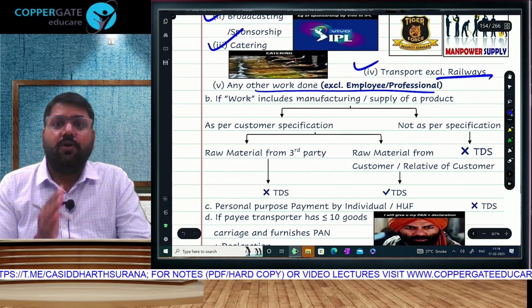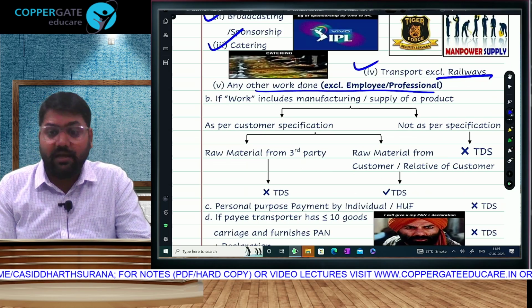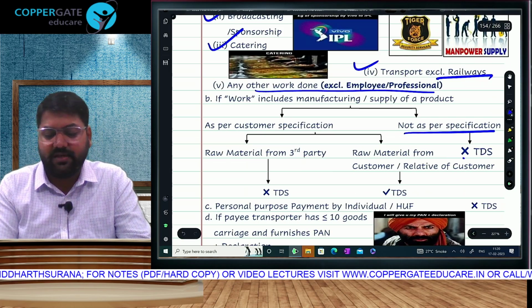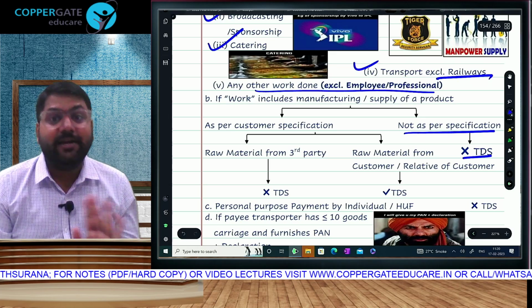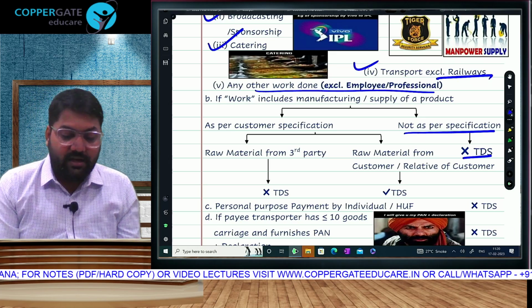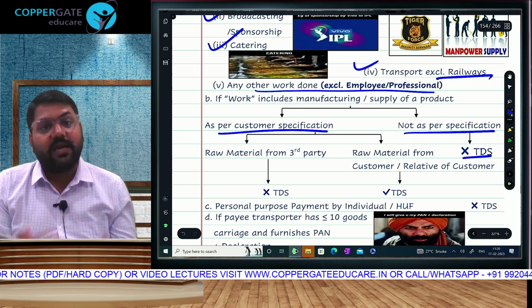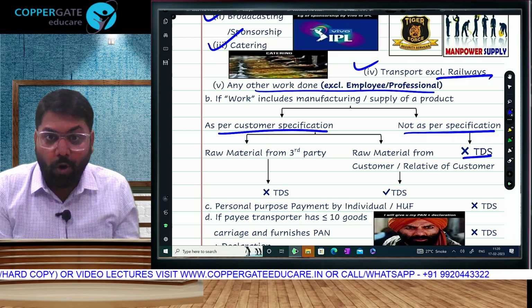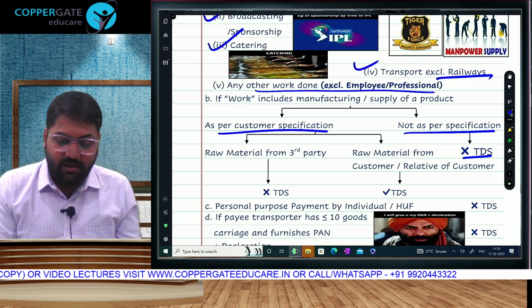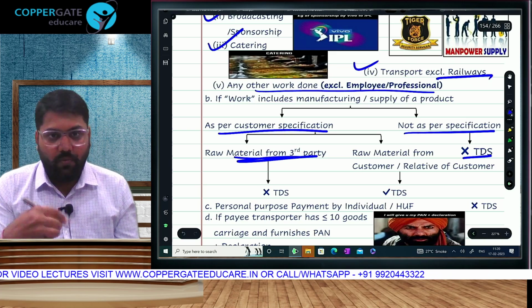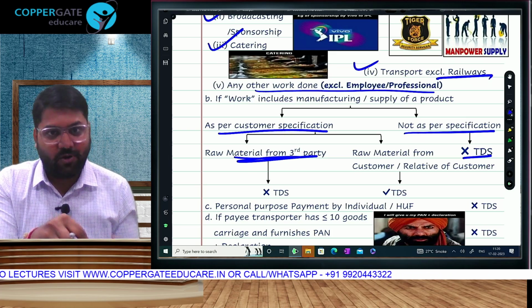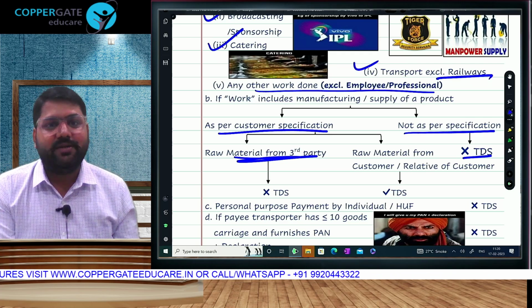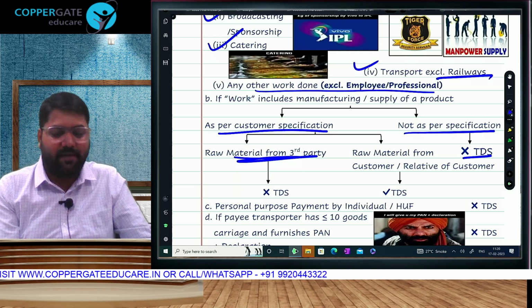In fact, work will also include manufacturing. But if it is not as per specification of the customer, then you are selling goods. Then it is not work. So no TDS. And if it is as per specification, still it is sale of goods only, even if you are getting an order. But in that order, if I, as a contractor, am putting my raw material and making it, that means raw material is also mine, service is also mine. You are buying goods from me.